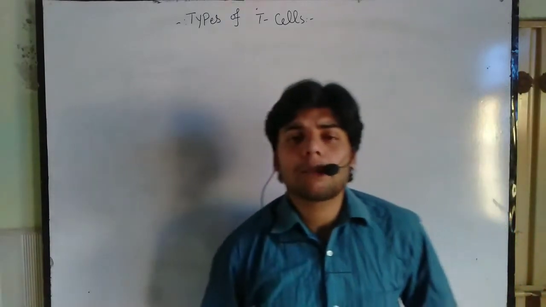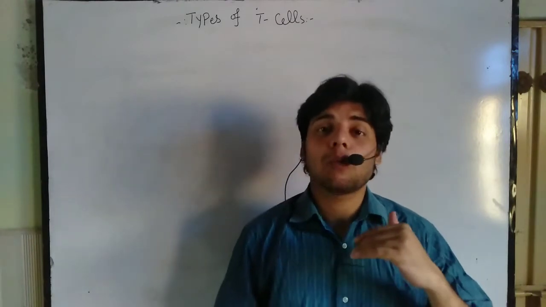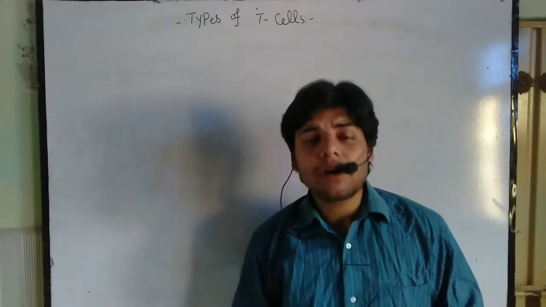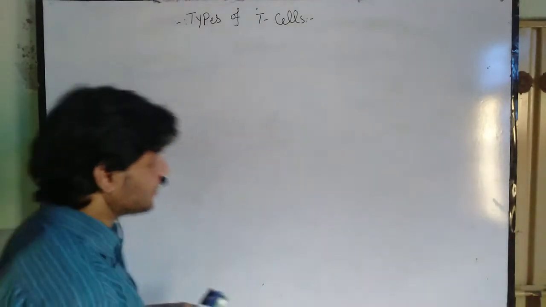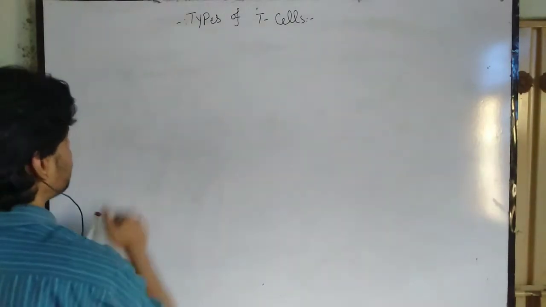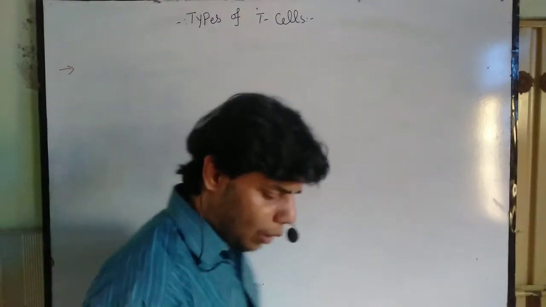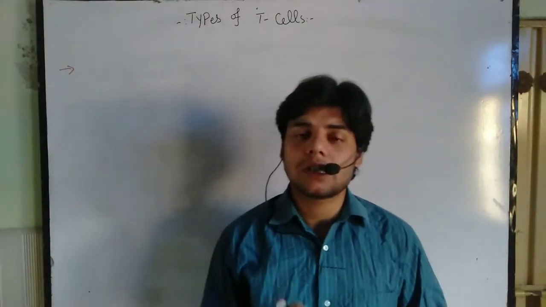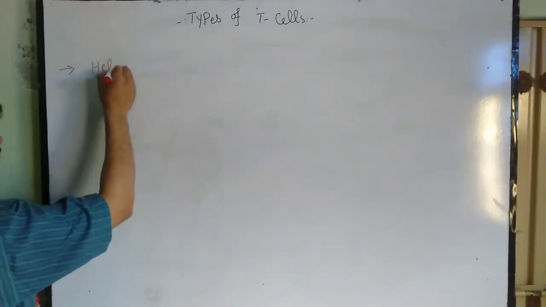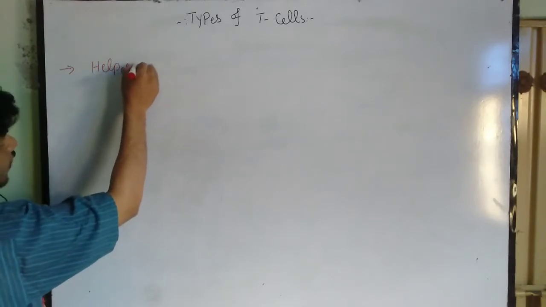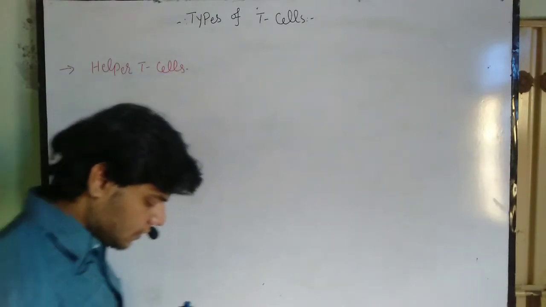So what are the types of T cell? There are different types of T cells that are involved in the immune system, and every type of T cell has its unique job. Okay, so what kind of T cells do we have inside the immune system? So let me write. The first type of T cell that is activated in the immune system, we call the helper T cell. Helper T cells. This is the first type of T cell.